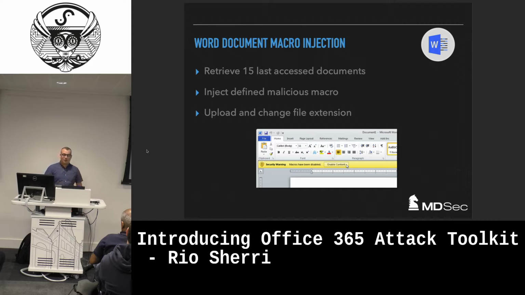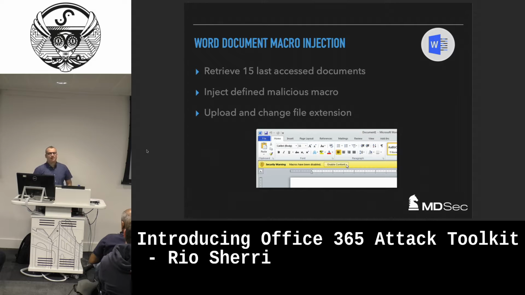And let's go to the Word document macro injection. This is actually my favorite feature of this tool, as it allows you to inject a macro on the user's Word documents that are stored on OneDrive. If this feature is enabled, what it will do is retrieve the 15 last accessed documents on the attacker machine, inject the macros that you previously defined in the configuration file, and then upload them to OneDrive and replace the original file.